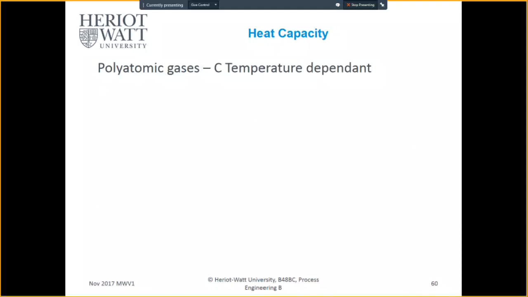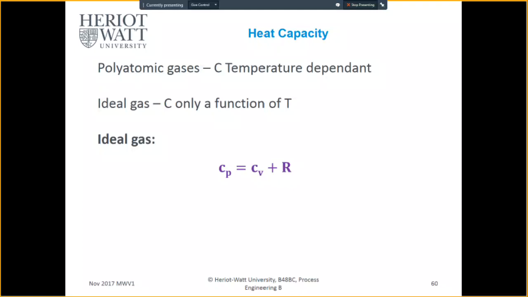And for polyatomic gases, so diatomic and above, the heat capacity is temperature dependent. So for an ideal gas, the heat capacity is only a function of temperature. Remember, it's an ideal gas. So Cp equals Cv plus R.